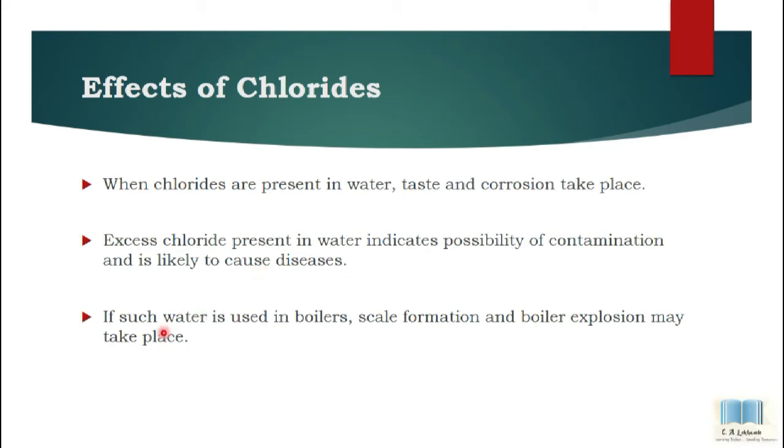And the third effect is if such water is used in boilers, scale formation and boiler explosion may take place. Here scale formation means a layer of impurities which is formed on the inside surface of the boiler, and boiler explosion may take place. So these are the effects of chlorides.